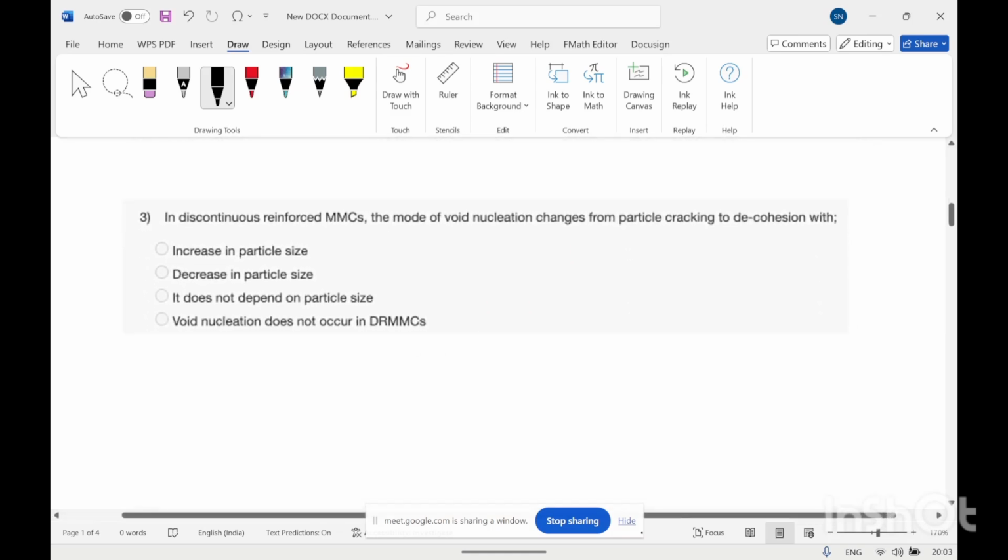The next option says in discontinuous reinforced metal matrix composites, the mode of void nucleation changes from particle cracking to decohesion with increase in particle size, or that it does not depend on particle size, or that void nucleation does not occur in DRMMCs. The last option is incorrect. Void nucleation happens in discontinuous reinforced metal matrix composites. It depends on the particle size, and the void nucleation changes from particle cracking to decohesion with increase in particle size. So the first option is correct.